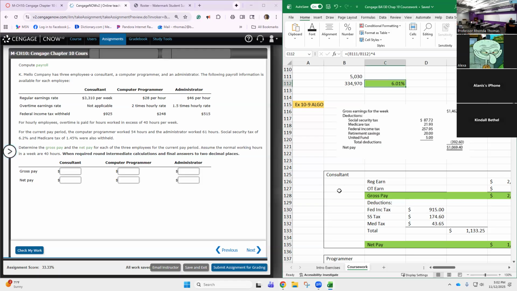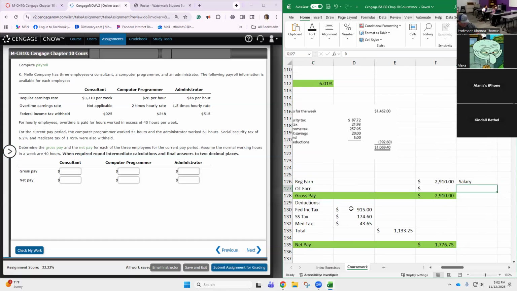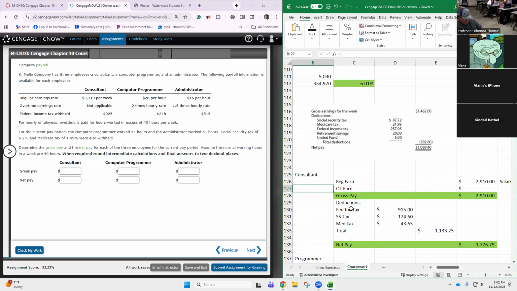All right, so let's go ahead and put in, let's start with the consultant. How does the consultant get paid? Our consultant is paid weekly, right? Weekly. When you're paid weekly or monthly, that's a salary, right? It doesn't matter how many hours you work. That's the amount you're going to get paid. So no matter how many hours I put in here, I get paid the same amount.